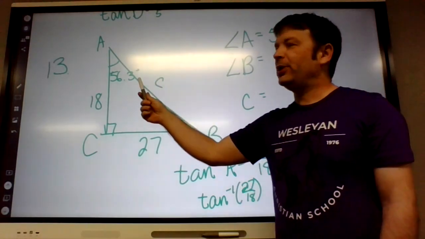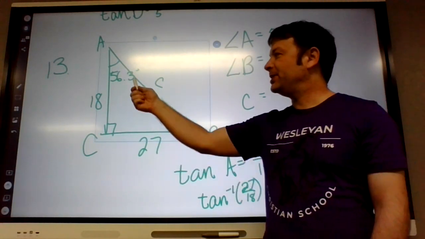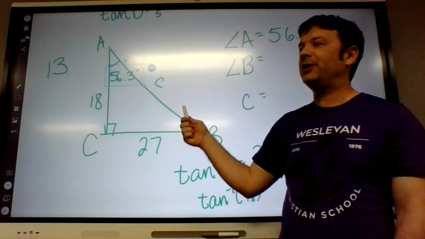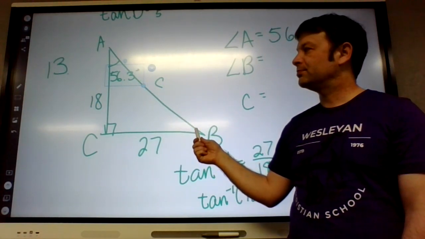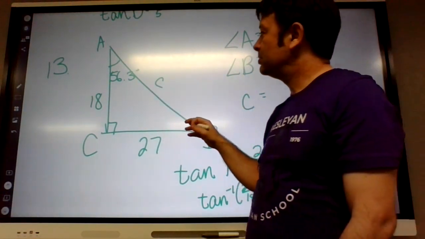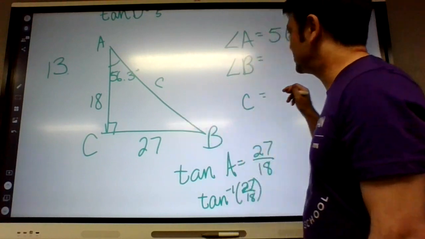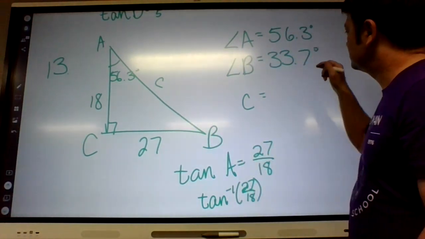Okay, now we could do something to find angle B like we did for angle A, but what's the easier way to find angle B? 90 minus that. So what's that, 33.7?